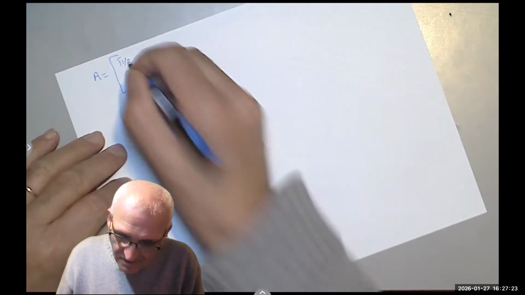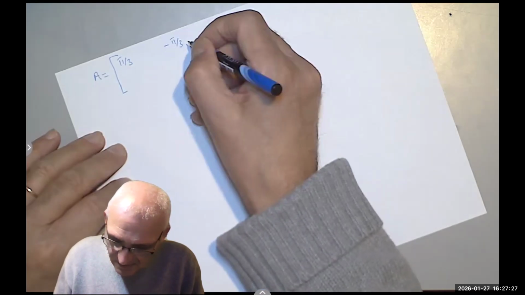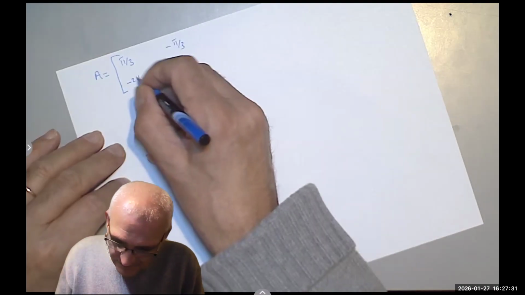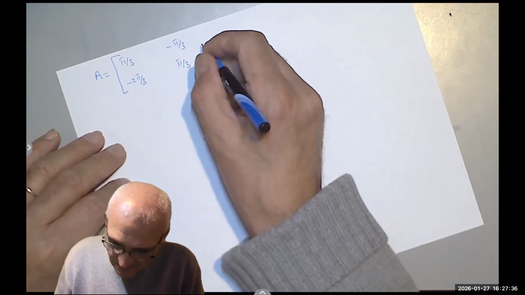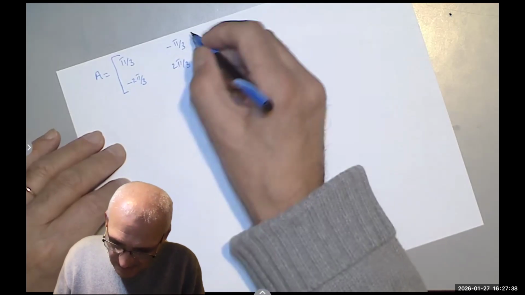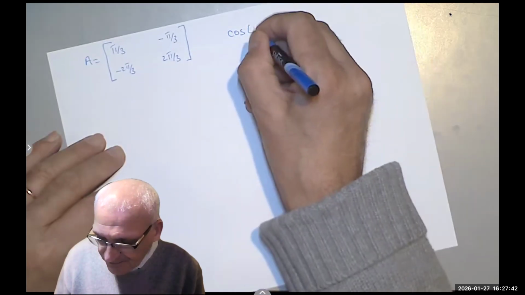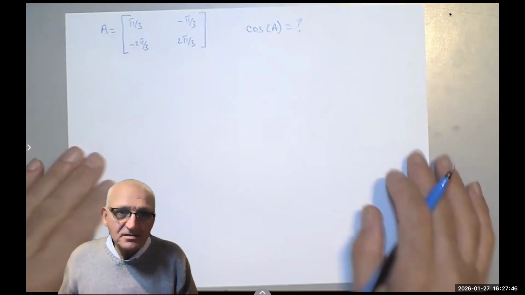pi over 3, negative pi over 3, negative 2 pi over 3, and positive pi over 3, or 2 pi over 3. And this matrix, I want to find its cosine. Okay. So how do we find the cosine of the matrix?